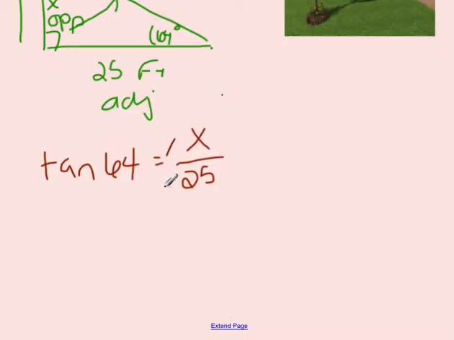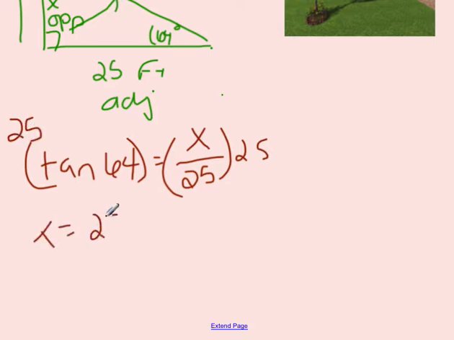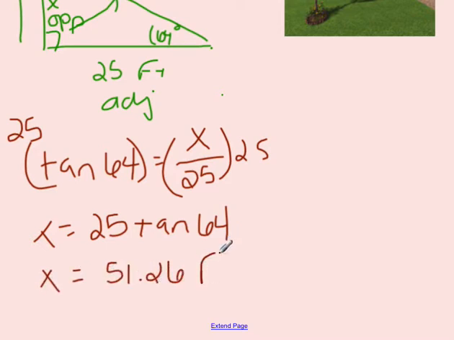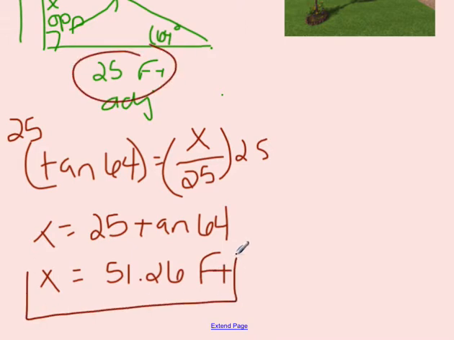So now to solve for x, I'm going to have to multiply both sides by 25. So then I get that x is equal to 25 tangent of 64. Again, you should be really good at typing that into your calculators now. And that should give you 51.26. And we're going to say that's feet because the shadow was in feet. So the tree is 51.26 feet tall. It's a pretty tall tree.